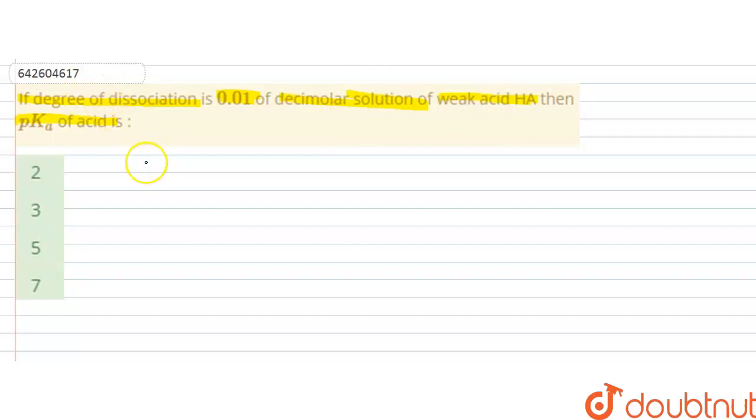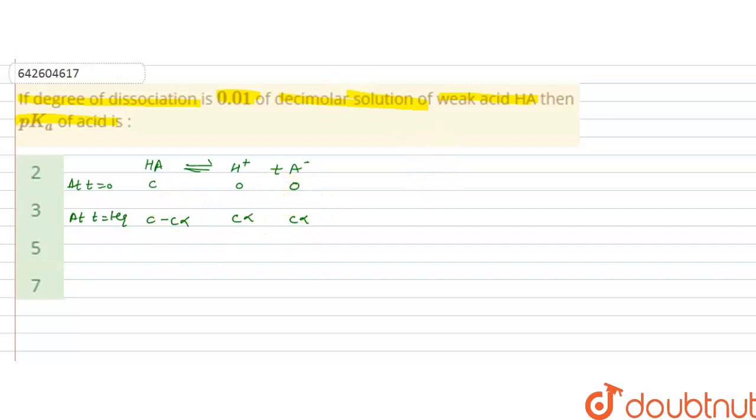So first, we are given HA, that is a weak acid, so it will dissociate into H plus and A minus ions. Let's say at time t equals 0, the H plus concentration and A minus concentration are initially 0, and at equilibrium, let's say it dissociates by alpha, so its concentration will be reduced by C alpha, and H plus will form C alpha, and A minus will also form C alpha.